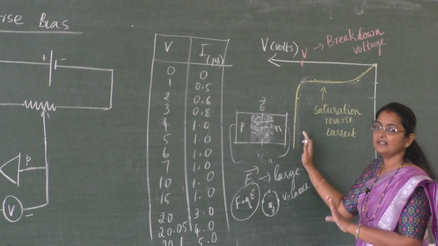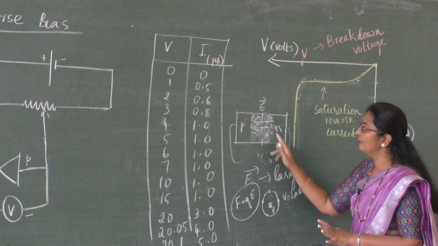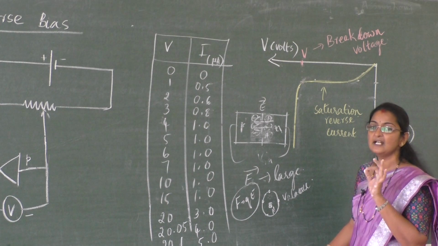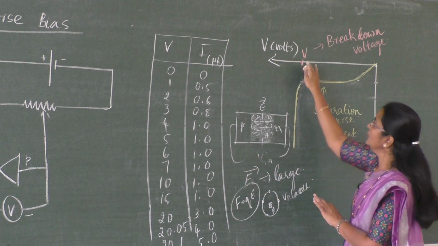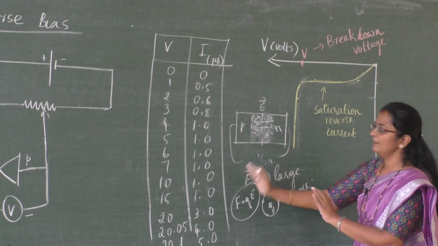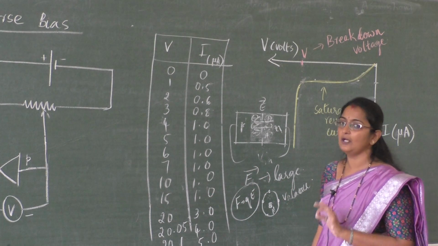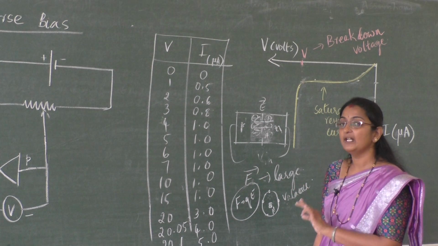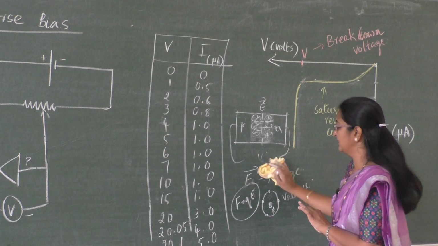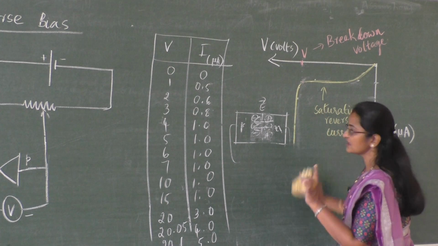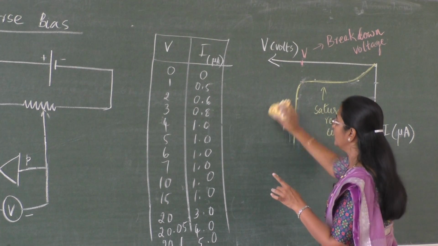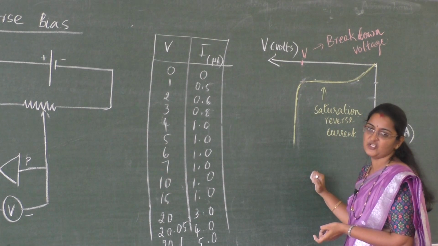So the diode is said to be under breakdown region when a large amount of electric field is set, that is at breakdown voltage and a little higher value of that breakdown voltage. So this is the working under reverse bias condition. We should not use the semiconductor diode in breakdown region.